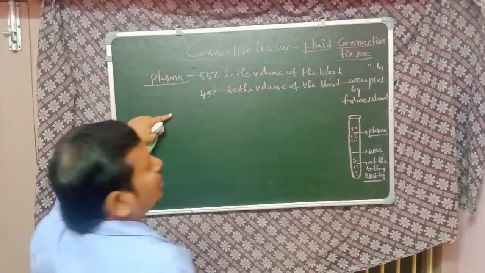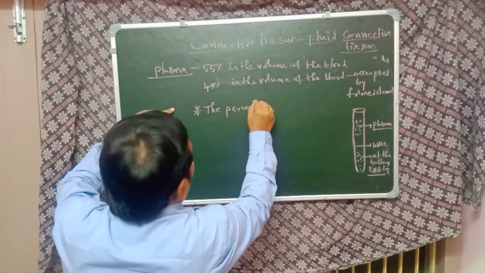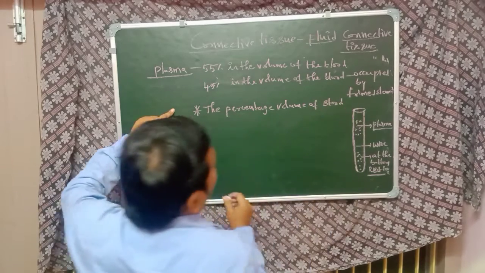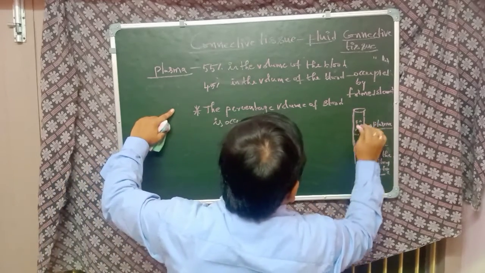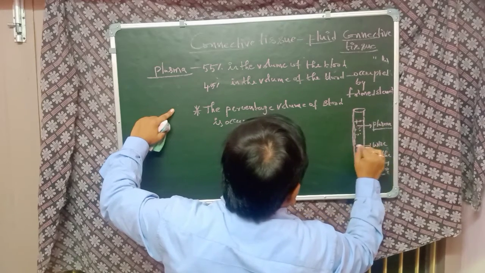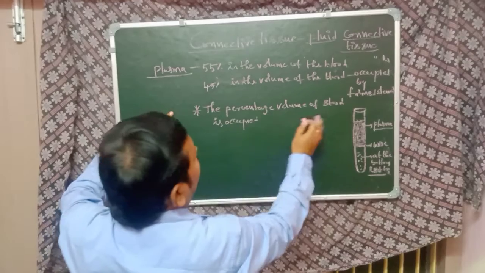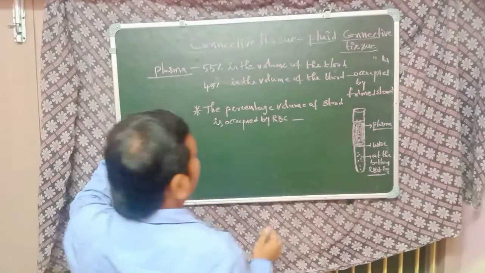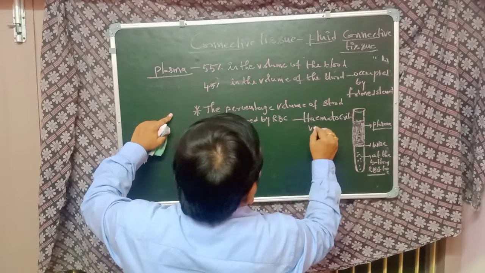Next, the percentage of volume of the blood that is occupied by RBC is also known as the hematocrit value.